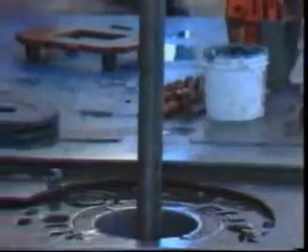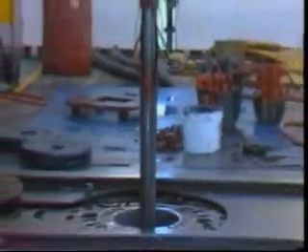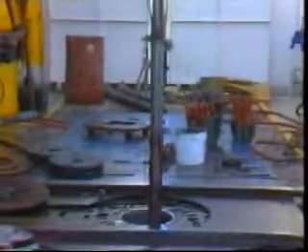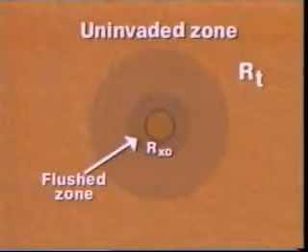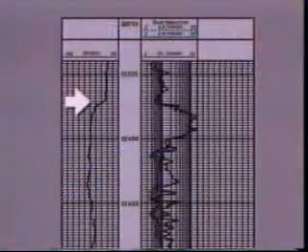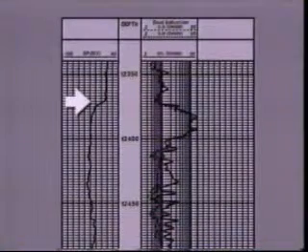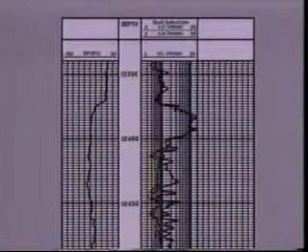The dual induction log is commonly run together with a log that has a shallow depth of investigation. In this example, a spherically focused log, SFL, displayed by the solid curve, serves this purpose. The SFL log records resistivities that are strongly influenced by the flushed zone, R sub XO, adjacent to the borehole wall. At the top of the sand, as determined by the SP curve, we see a higher resistive zone, overlying a low resistive interval.